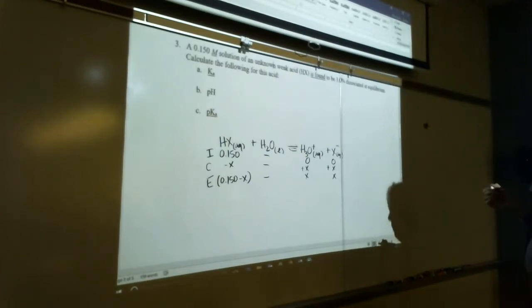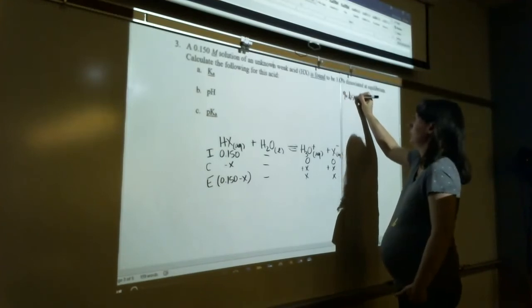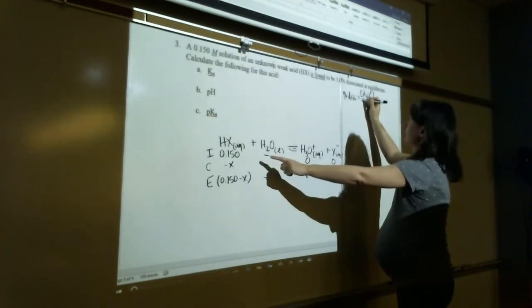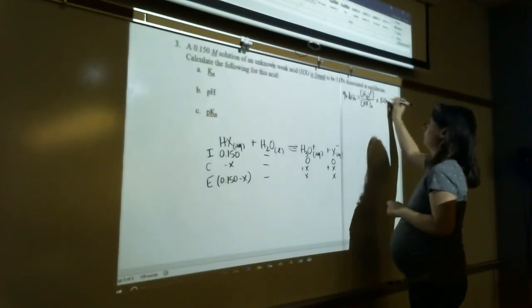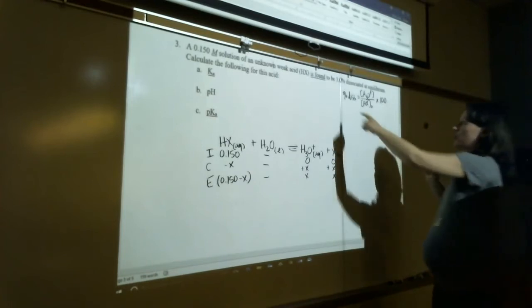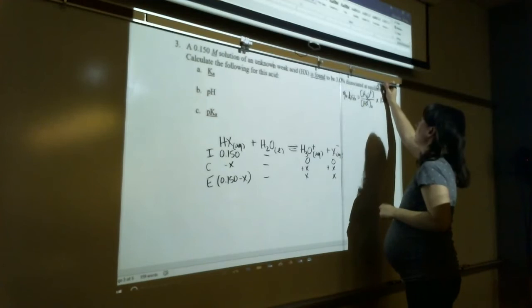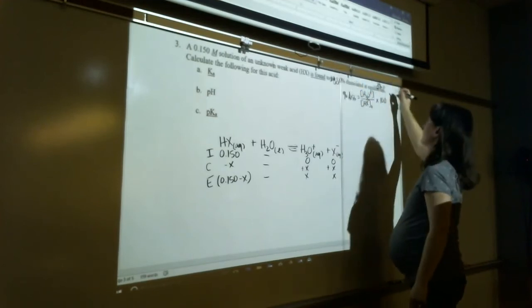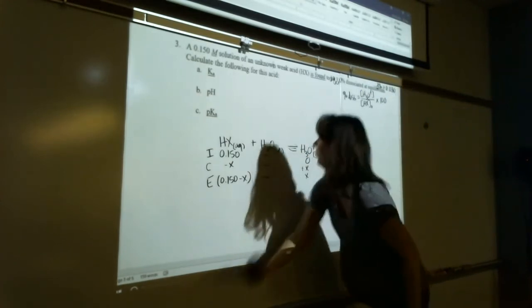All right, so percent dissociation is H3O plus over HX initial times 100, right? So if this is 3%, 3% as a decimal would be 0.03. Got to carry that sig fig with me though.